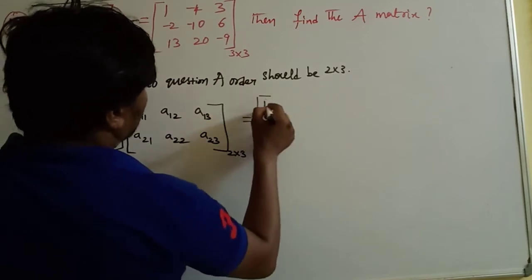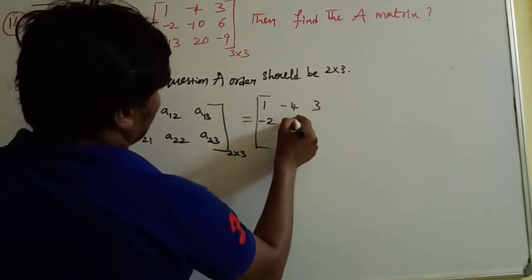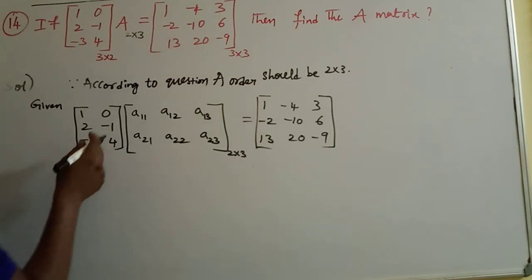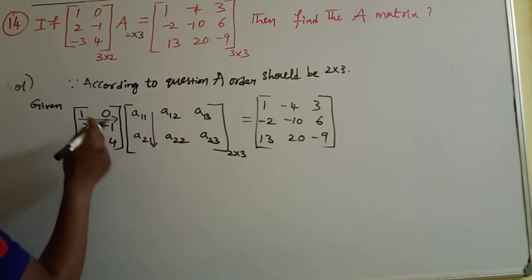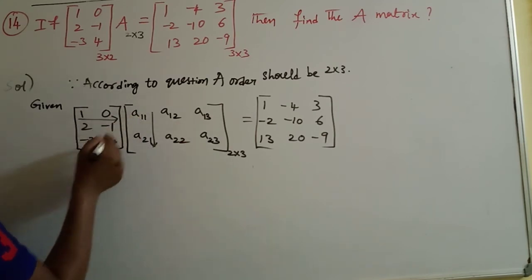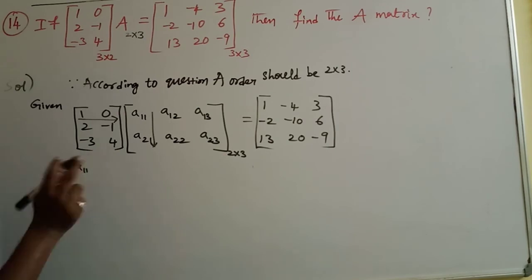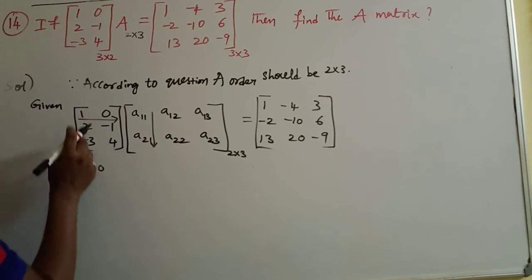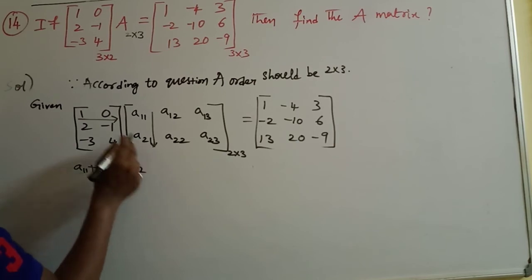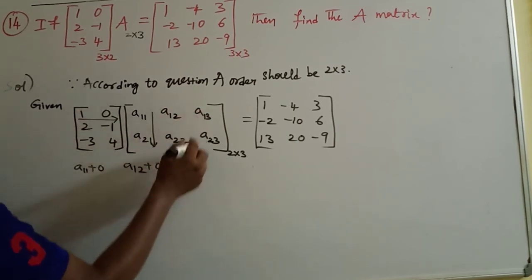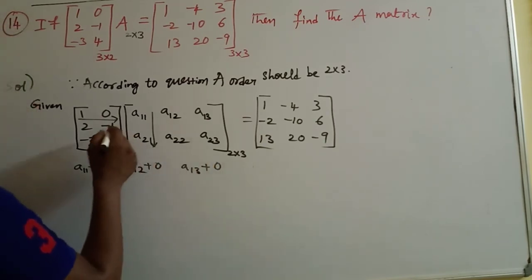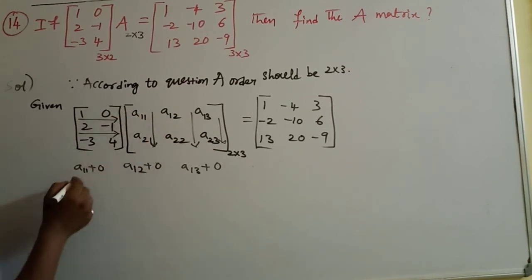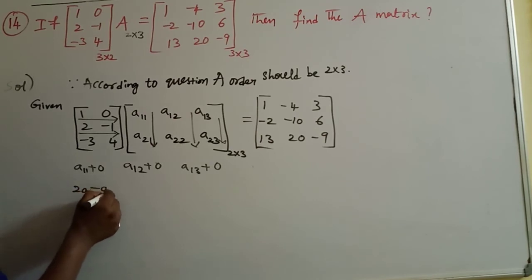That is equal to 1, minus 4, 3, minus 2, minus 10, 6, 13, 20, minus 9. Now, multiply the first row with the first column for the first element, the first row with the second column for the second element, in that way. So 1 into A11, A11, 0 into A21, 0. Next, 1 into A12, A12, 0 into anything is 0. Next 1 into A13 plus 0. So now first column, second column, third column multiplied. Next again, second row, 2 into A11, 2A11 minus A21.